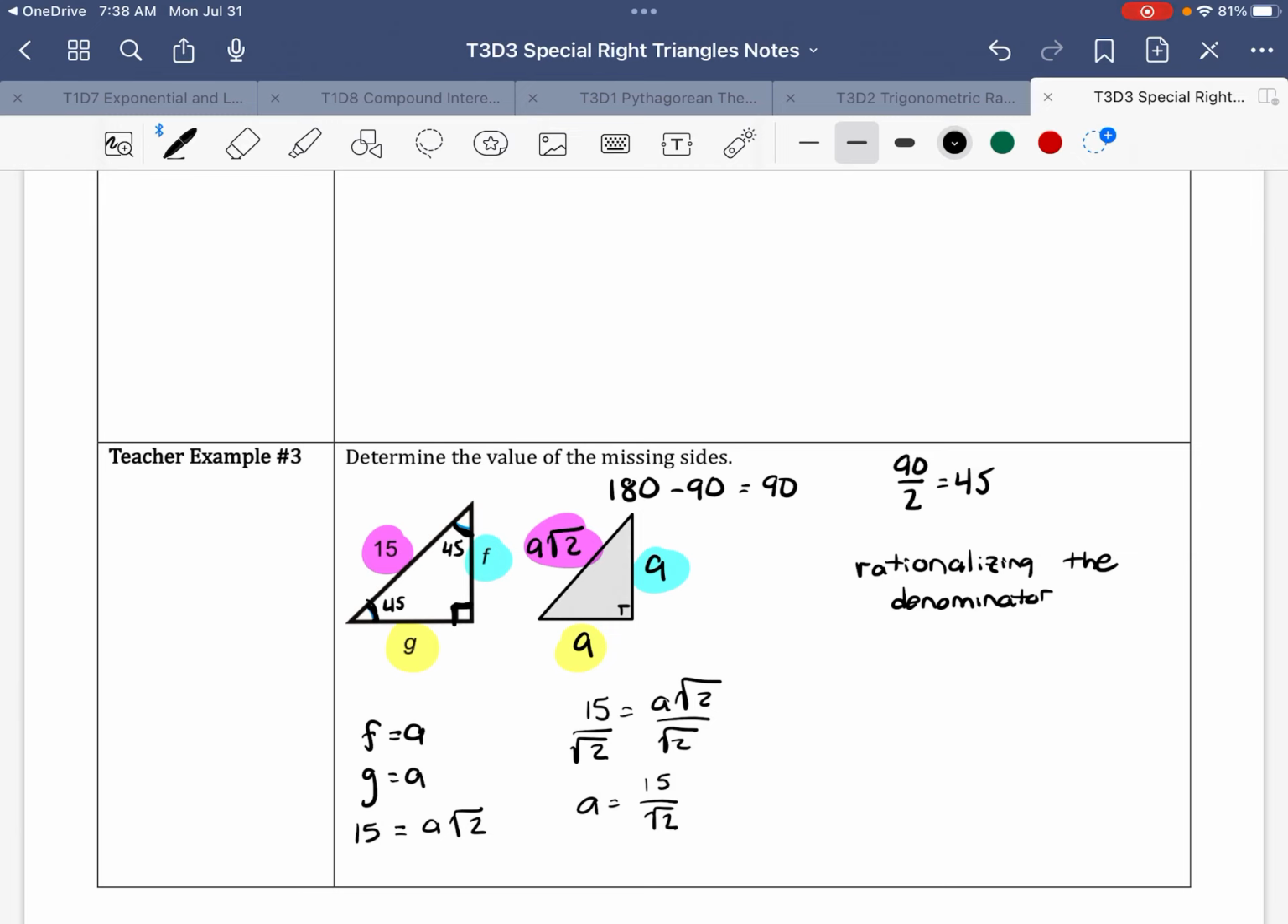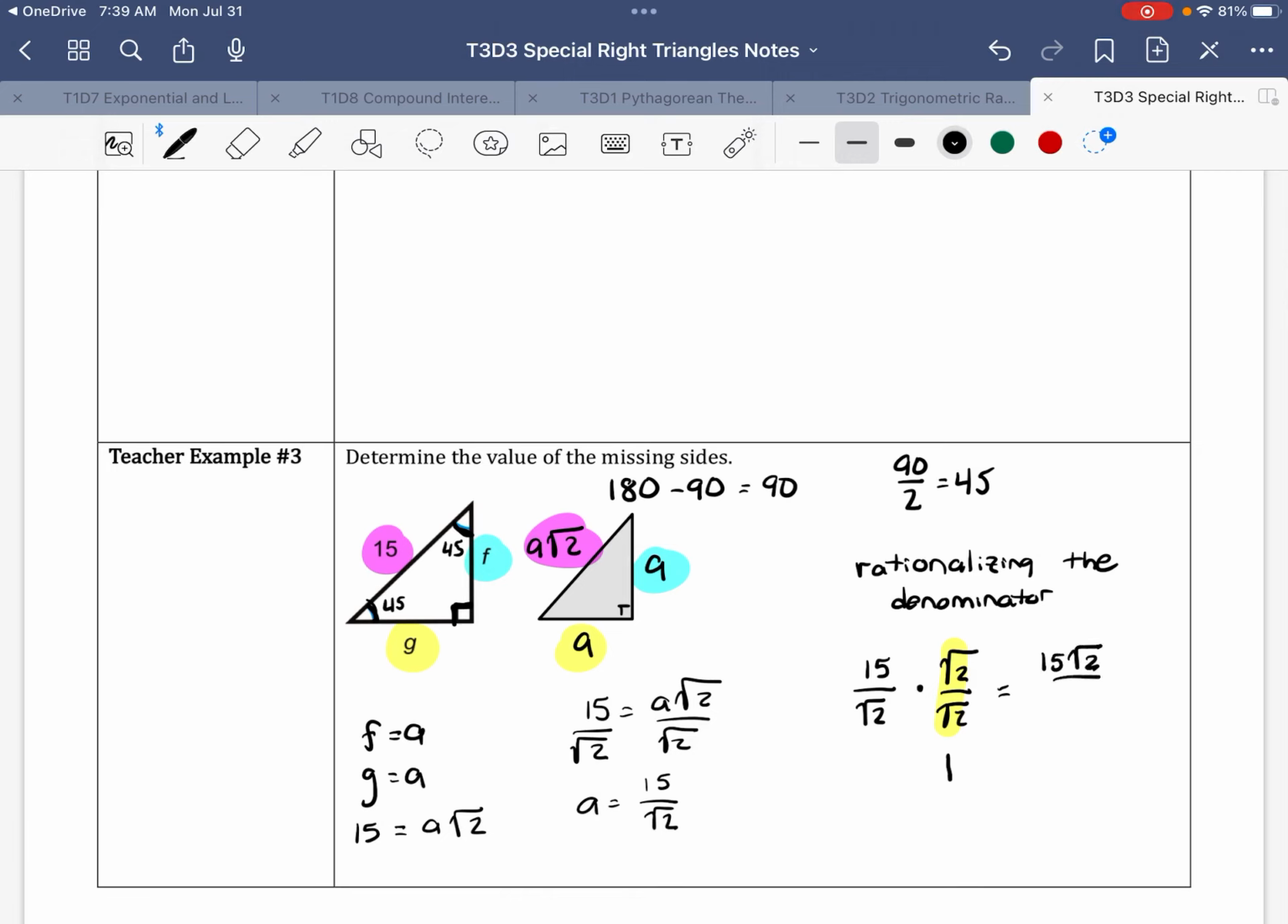And all we're going to do is multiply by a useful form of 1 in order to get rid of the square root in the bottom. So 15 over the square root of 2, we can multiply that by the square root of 2 over the square root of 2. The reason why we can do that is because square root of 2 over the square root of 2 equals 1. So essentially, we're just multiplying 15 over root 2 times 1. We're not changing how big the number is. We're not changing the value, just the way that it looks.